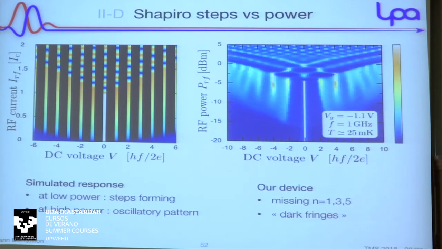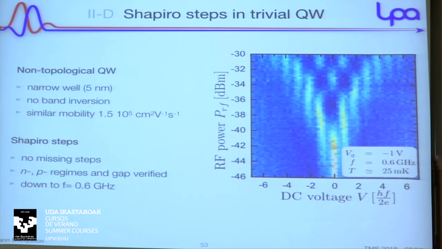Now we've done that also in a trivial quantum well as previously, and in a trivial quantum well, whatever we've done with gate voltage, frequency, and so on and so forth, we've always seen all of the steps. So this is done at very low frequency where the detection quality starts to degrade. But even at this very low frequency, you see that all the steps are still present. So okay, now I've shown you in these two types of experiment that we detect the signatures that are associated to this 4-pi periodicity, but only at low frequency.